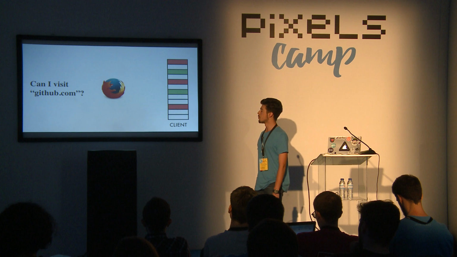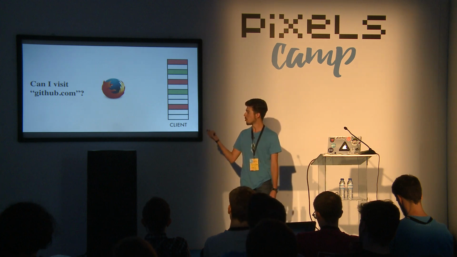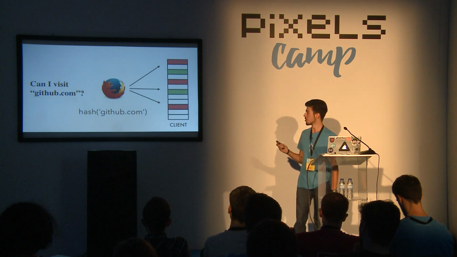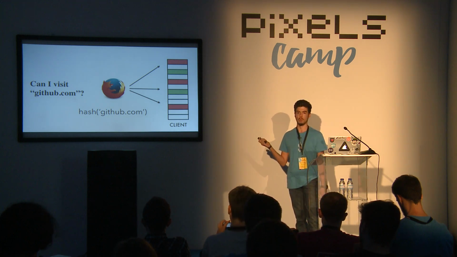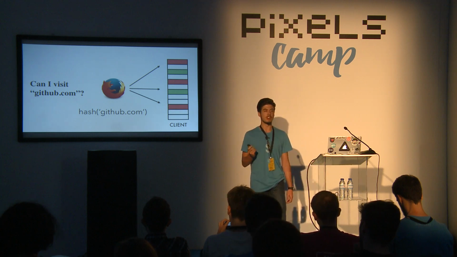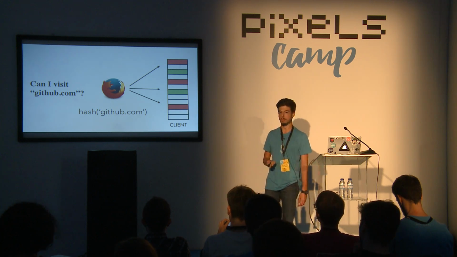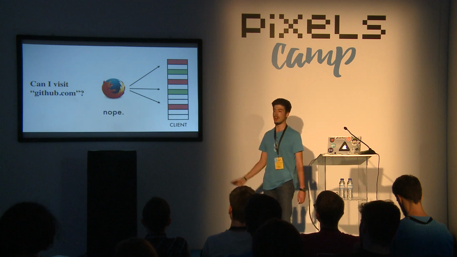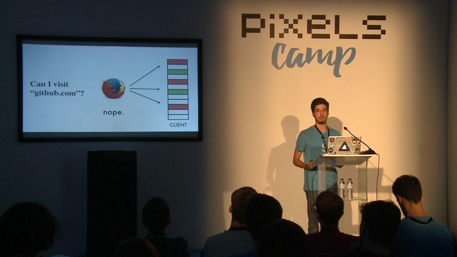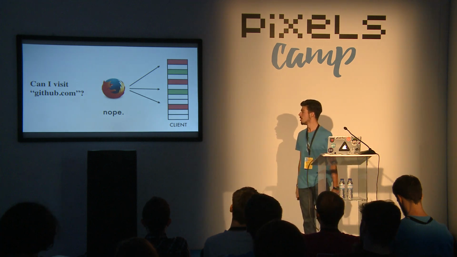On the other hand, if we do the same for github.com, we're going to hash github.com and notice that we had 3 indexes set to 1. And this is going to be a false positive because we know that github.com was never in our Bloom filter. But if we follow the Bloom filter's advice, we're going to tell the user, no, you can't visit github.com. It's really spammy. Don't do it.